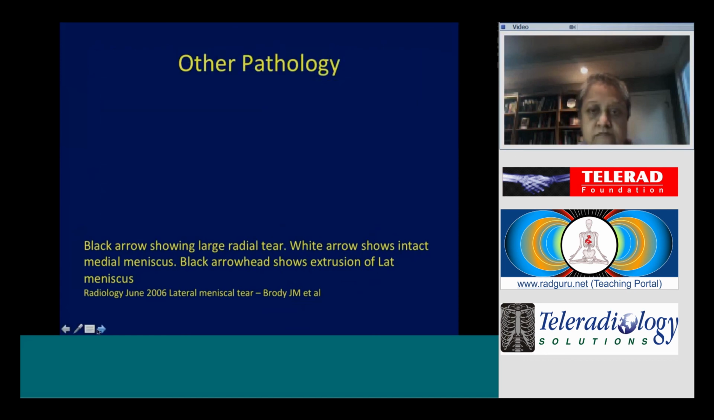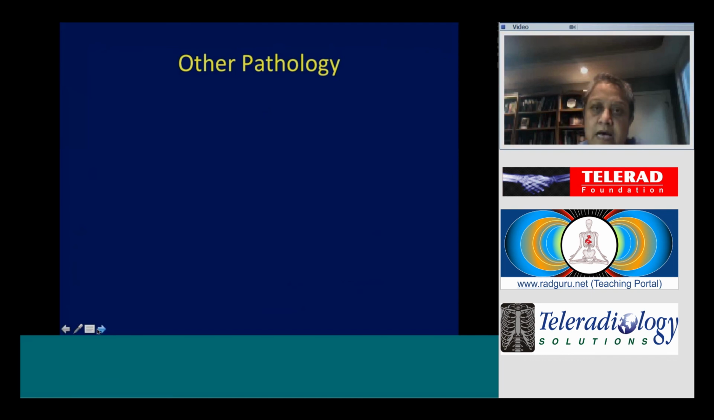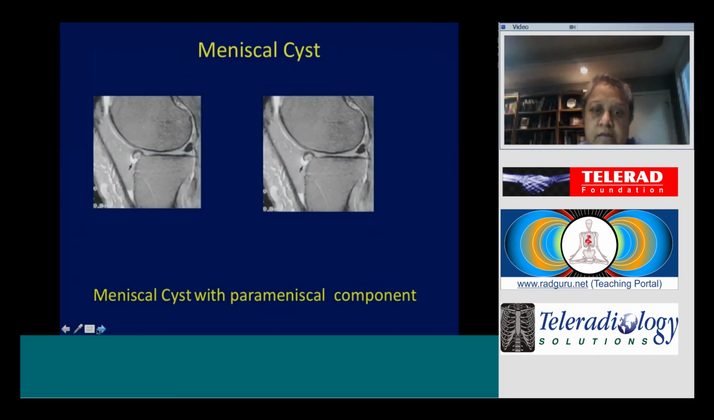Let's look at some other pathology. Meniscal cysts. This is a consequence of a long-standing trauma, so you mightn't get all the typical signs of meniscal tears that you might be looking for. But once you see a meniscal cyst, you have to be alerted that there may be other injuries visible in the meniscus.